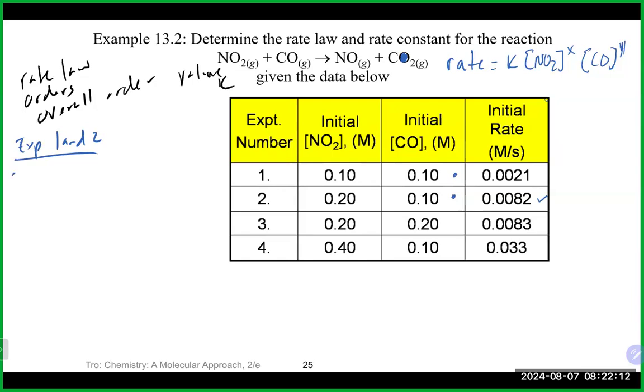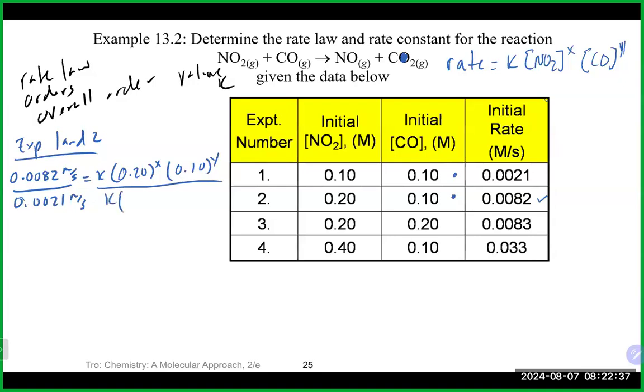And what I'm going to do is basically just put all the information for experiment 2 up on top. And in this case, my concentration would be 0.2 to the x. And my other concentration there would be 0.1 to the y. We're then going to put everything for experiment 1 there on the bottom.